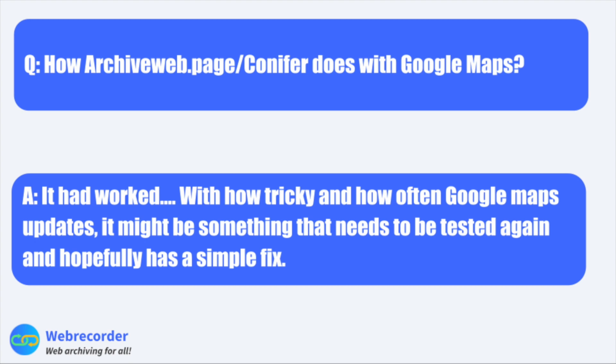Well, I know at some point Google Maps worked pretty well, but that was about a year ago, at least, since I last tested it, I think. Archiveweb.page would definitely be the latest. So if it doesn't work in Archiveweb.page, then it probably doesn't work in Conifer either, since that's running a slightly older version of the archiving stack. It's just something that would have to be tested, I think. So we can test that and get back to you next time. Hopefully it is fixable.